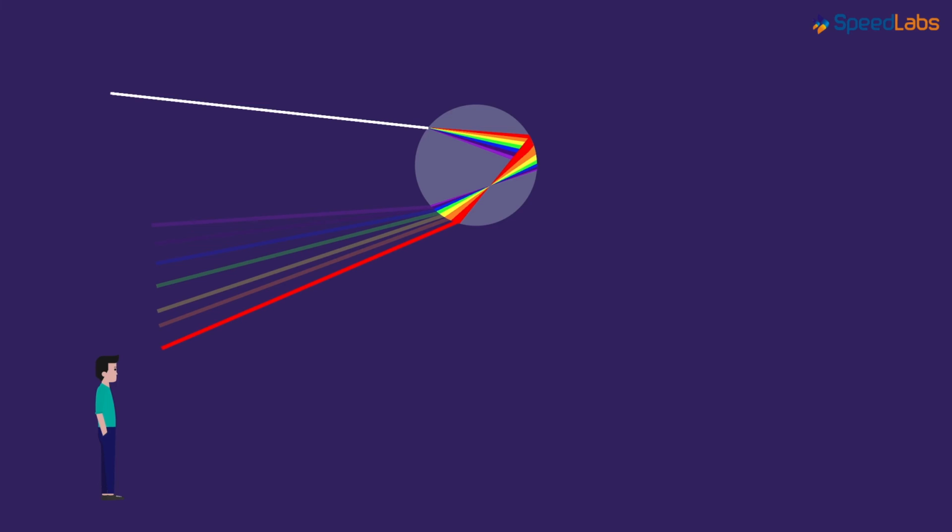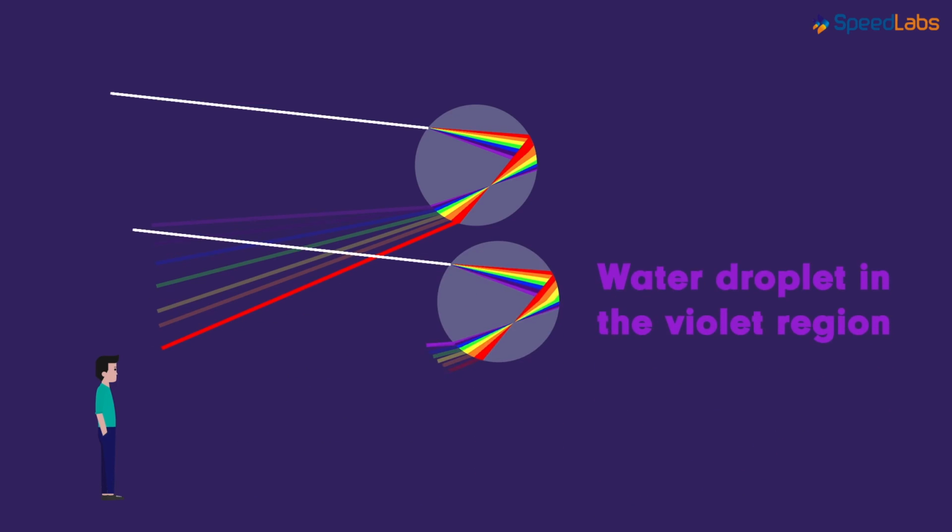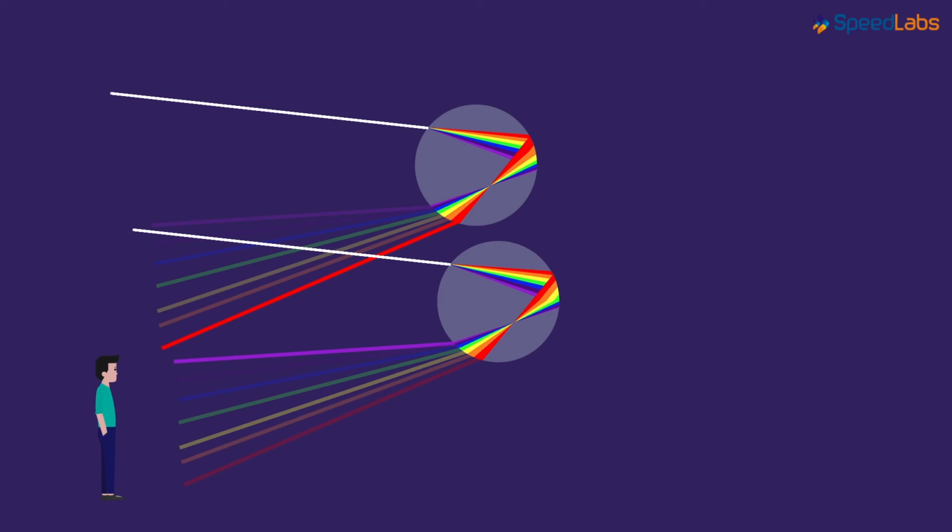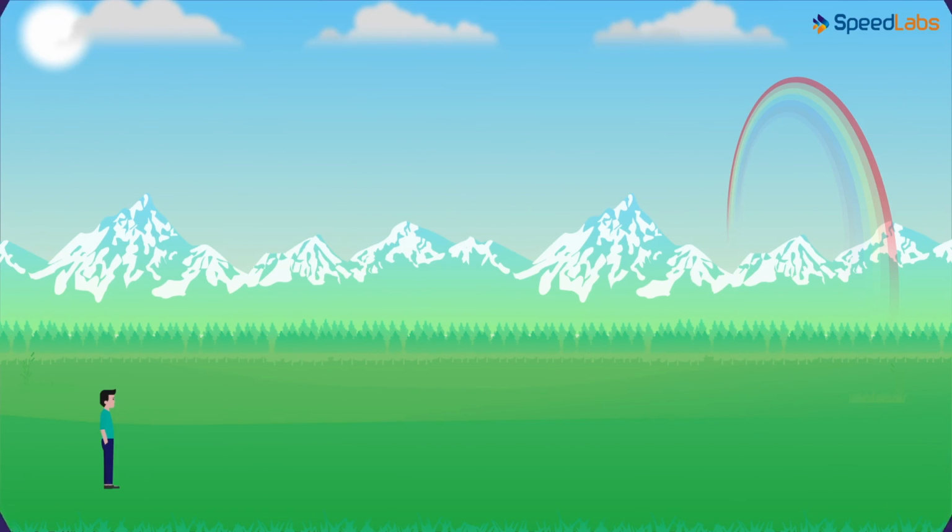For instance, droplets present in the violet region also send the light back in the same way. But only the violet color reaches us and the remaining colors are not visible. I hope that you now have a basic understanding of how a rainbow forms in the sky.